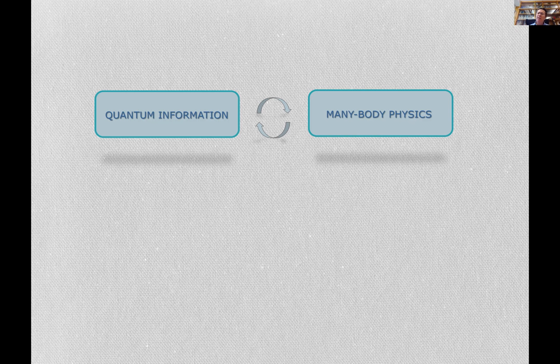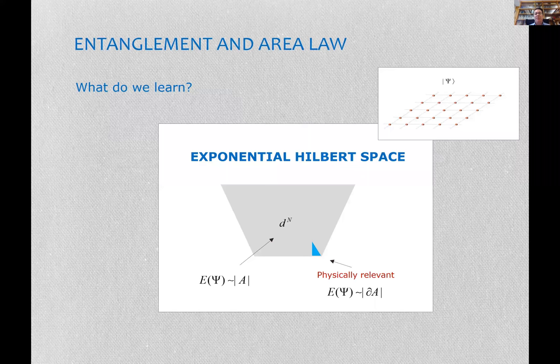And in particular, in the field of quantum information, one natural question that comes up when you have a quantum many-body system is how much entanglement there is. For example, in quantum information theory, you're interested in describing how a quantum computer works. And you would like to know whether a quantum computer really has more power than a classical computer.